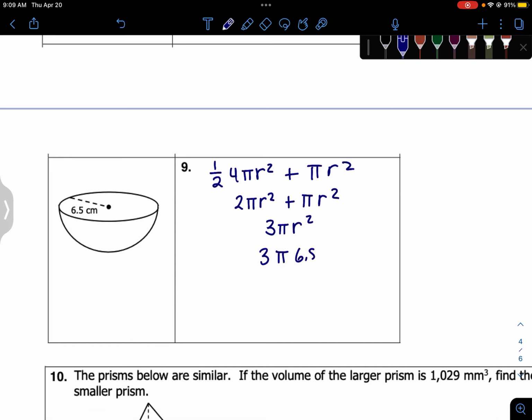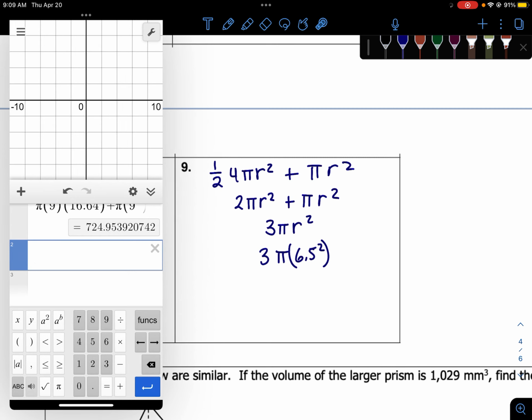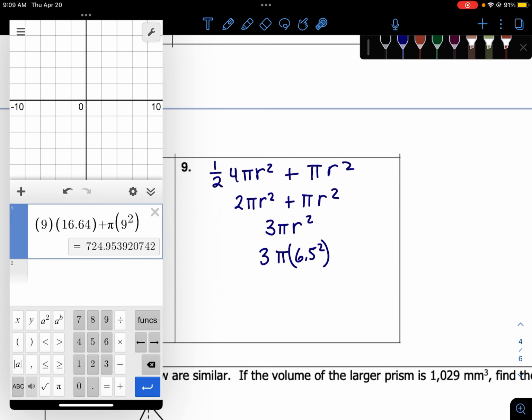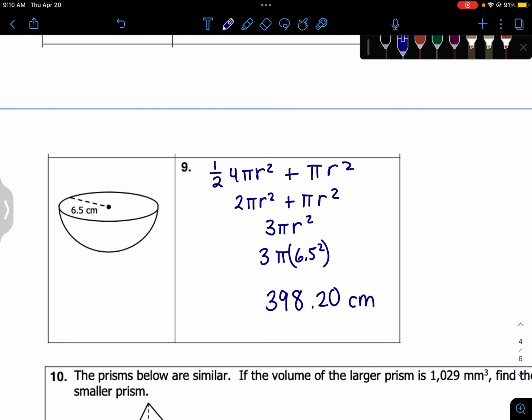3 pi, our radius is 6.5 squared. Since they give me a decimal, I feel comfortable giving a decimal. Although I will check and see if 6.5 multiplies times 6.5 squared multiplies times 3 and makes a pretty number. It doesn't. So I'm just going to type it in the way I see it. 3 pi 6.5 squared. And I get 398.20 square centimeters.